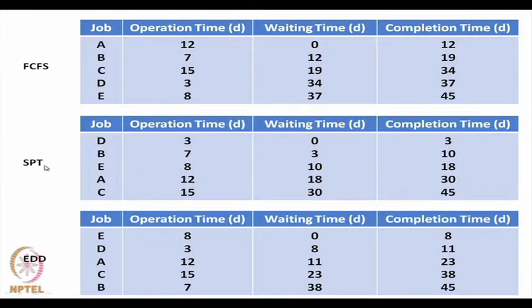Similarly, we can find them for the shortest processing time. The sequence we have already found out. D waits for 0 time and completes on the 3rd day. B's waiting time is 3 days, it completes on the 10th day, etc. And the similar thing is done for expected due date.